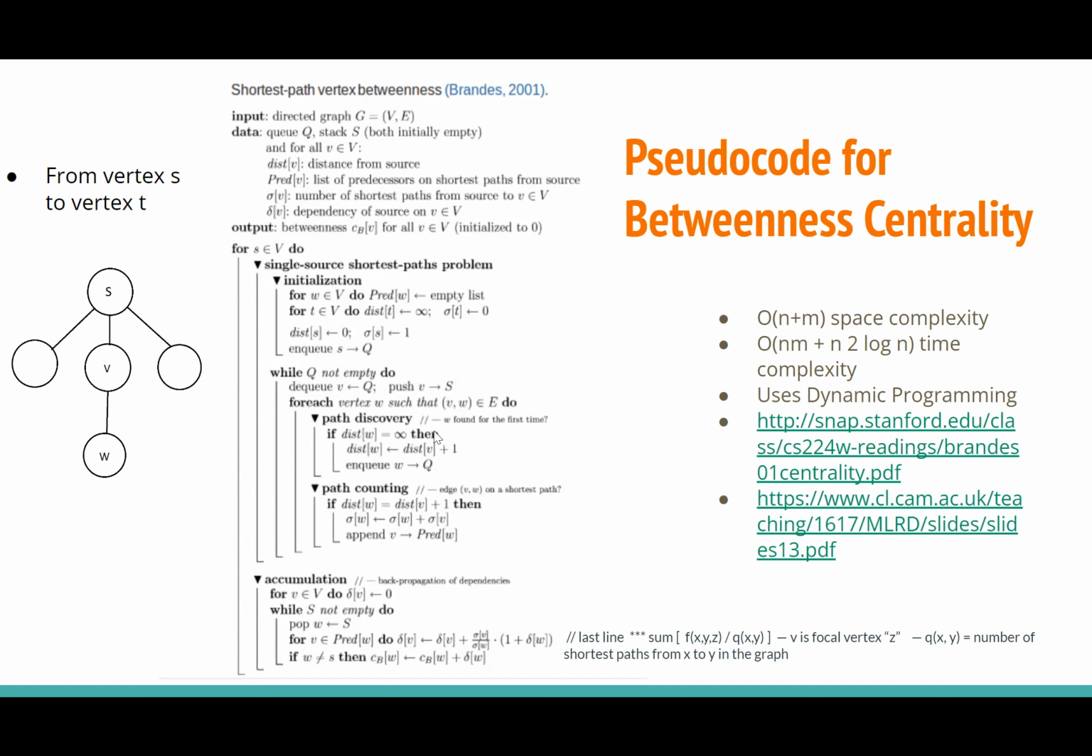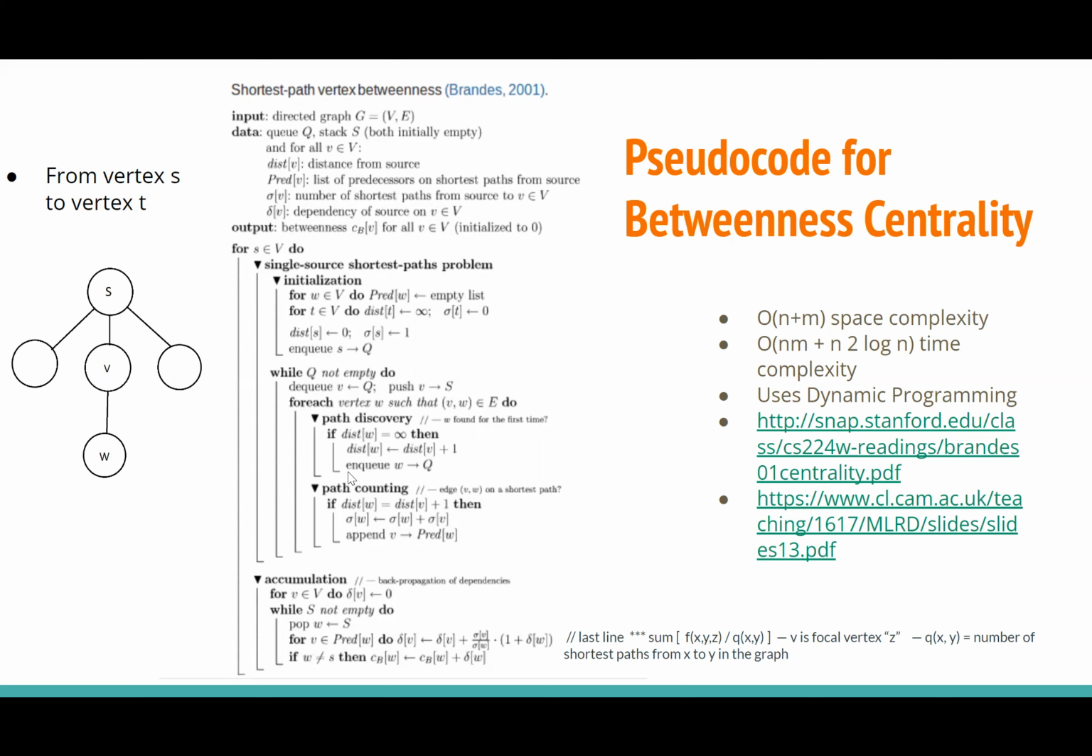check if it's found it for the first time. So if the distance of W, all vertices that are attached to the initial vertex, is equal to infinity, a positive number, then the distance of W will be the distance of V plus 1. So right now S is 0. So this next one, which is W in this case, will be 0 plus 1. So it's 1. So this is also a W. So 0 plus 1, 1. 0 plus 1, 1.